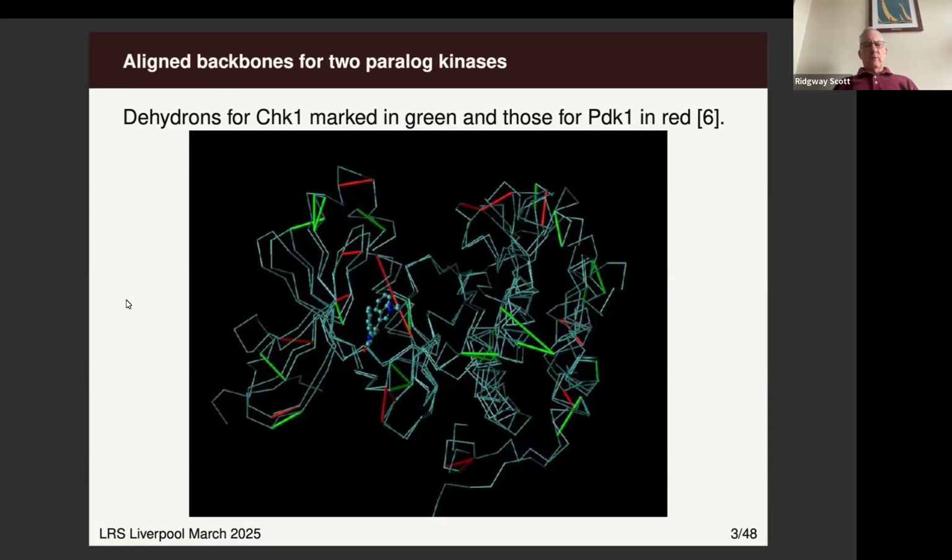So this is a typical protein backbone for two paralog kinases, meaning kinases which are very similar in shape. And there's also a drug bound in there. They're not really important at this point. But what is important is that we've marked certain hydrogen bonds. So if you don't know, you should learn that hydrogen bonds are what hold proteins together.